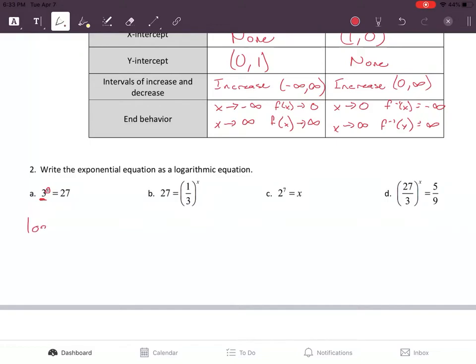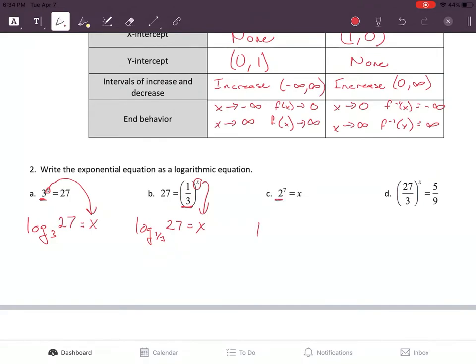So we have log base 3, both bases are 3. All right, 27 is what the log is of, equals x. So the exponent of your equation is always going to be your equaling value. For part B, the base of your exponent is 1/3, so you're going to have log base 1/3 of 27 equals x. Again, the exponent becomes what the log is equal to.